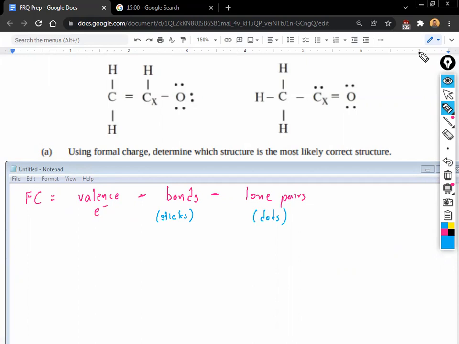So you're going to calculate the formal charge here for carbon, carbon, oxygen, carbon, carbon, oxygen, and then see which one makes the most sense. I'll give you about 2 minutes to do that. At least try to get the left one done, and I can give you the ones for the right. Take a second to try that out.